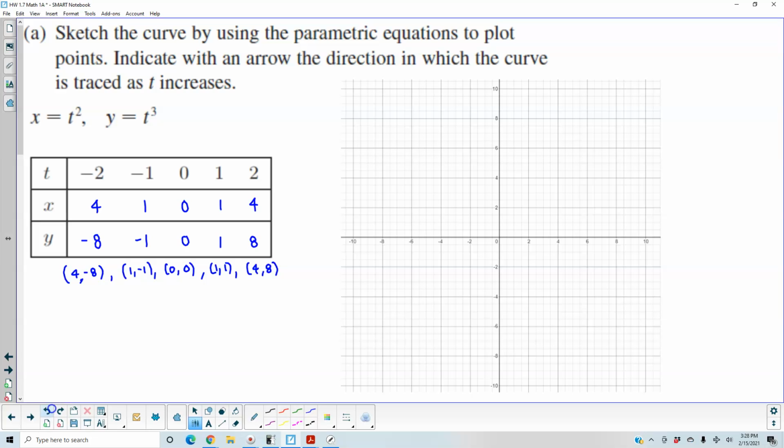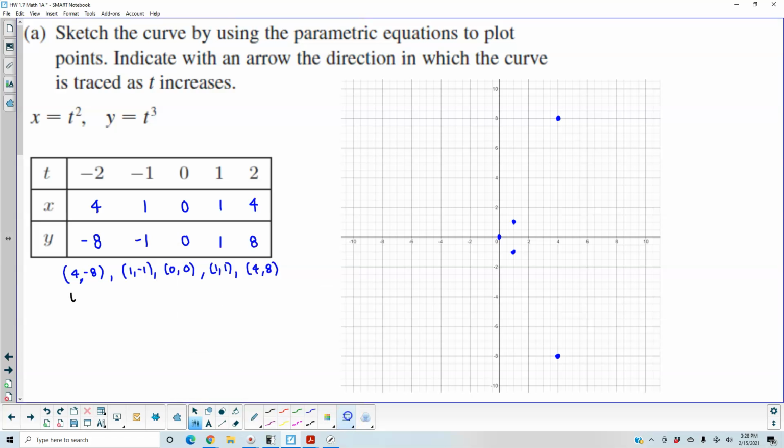So we have 4 and then -8. We have 1 and then -1. And we have 0 and then 0. And we have 1 and then 1. And we have 4 and then +8.